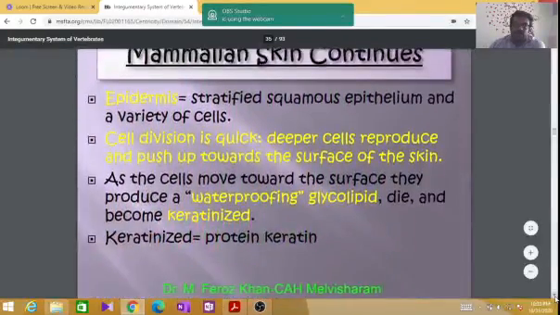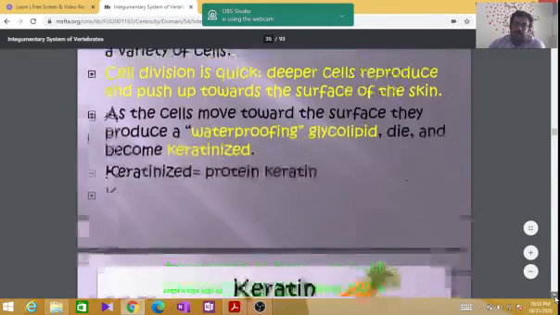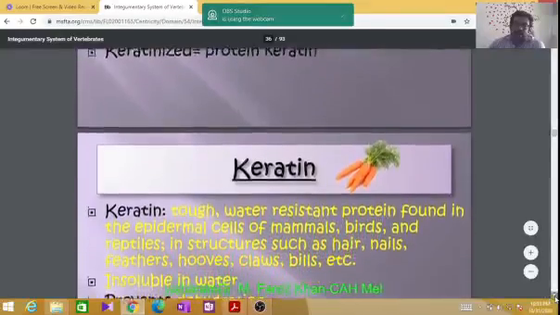What is the function of the epidermis? It is stratified squamous epithelium with many varieties of cells. Cell division occurs quickly and cells push up towards the surface of the skin. As the cells move from the base to the surface, they produce a waterproofing glycolipid. They die and become keratinized. Keratinization is due to the presence of the protein keratin.